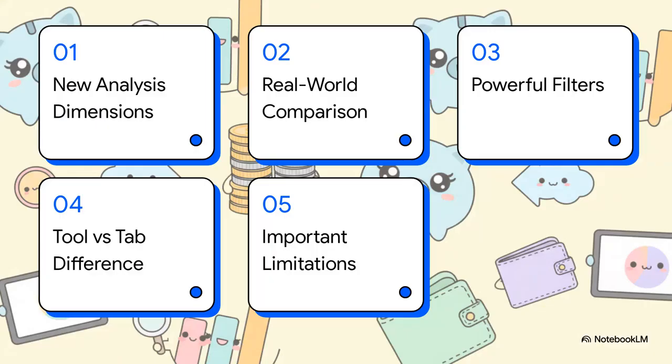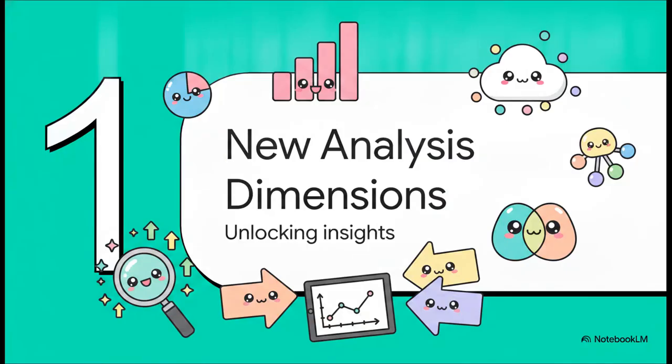Here's our roadmap for today. First, a new dimension of analysis. Second, a real-world look at Kadara versus Chris Capital. Third, a deep dive into some powerful filters. Fourth, the portfolio comparison difference. And finally, number 5, some important limitations to note. All right, let's kick things off with Section 1, a new dimension of analysis.